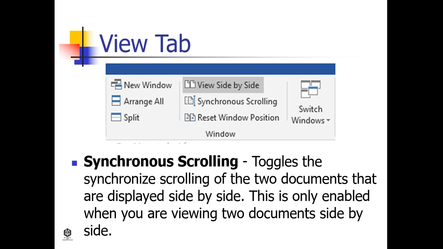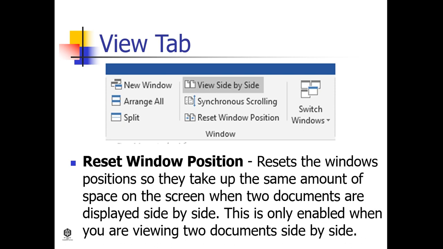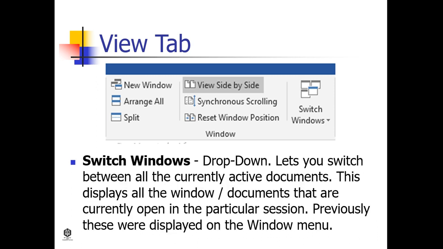Synchronous scrolling toggles the synchronized scrolling of the two documents that are displayed side by side. This is only enabled when you are viewing two documents side by side. Reset window position. Resets the windows' position so they take up the same amount of space on the screen when two documents are displayed side by side. This is only enabled when you are viewing two documents side by side.